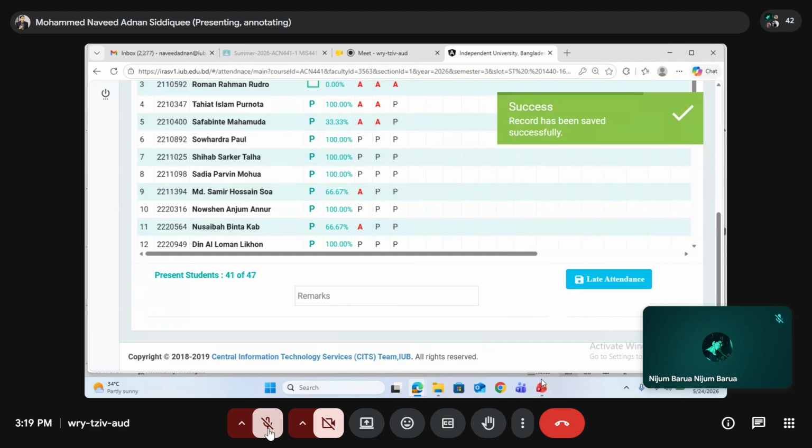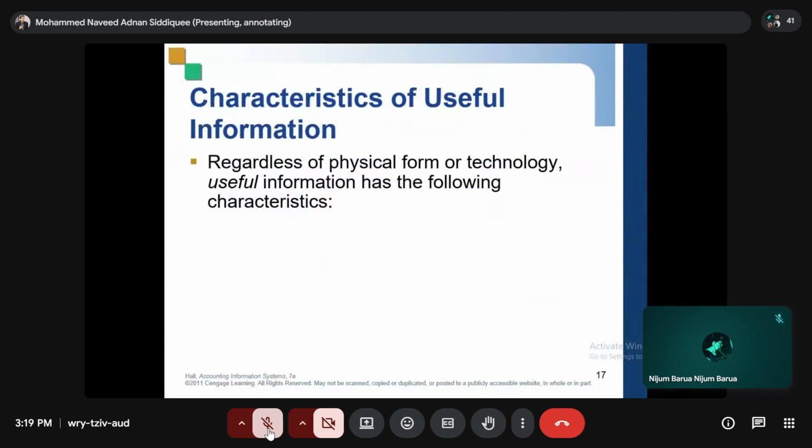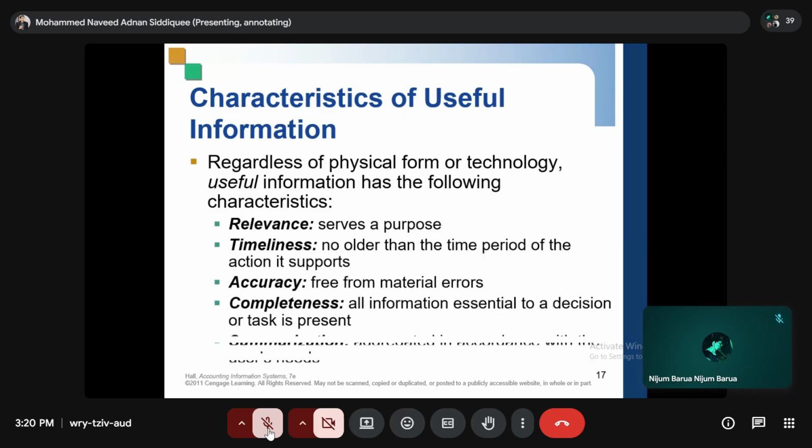Right, so coming back to the discussion, we have learned about the 5 characteristics of useful information: RTACS, relevance, timeliness, accuracy, completeness, summarization. Right? So these are the 5 characteristics of useful information.